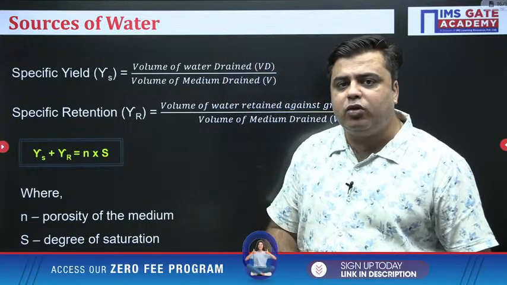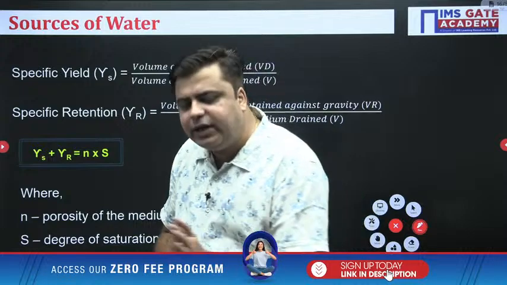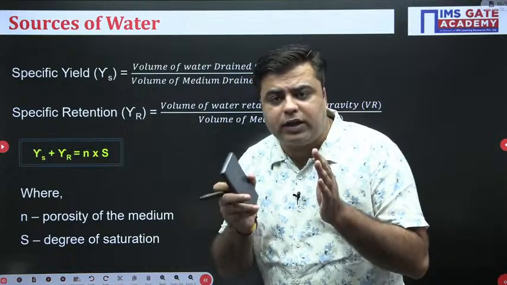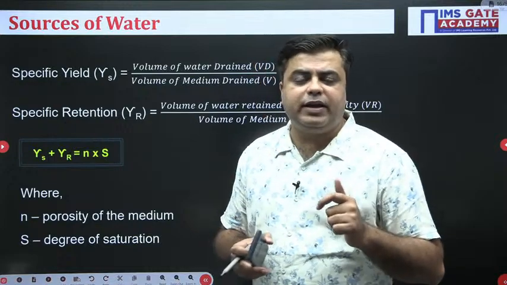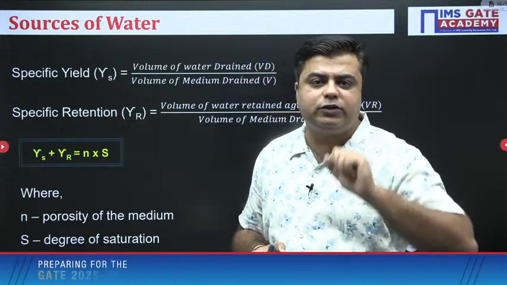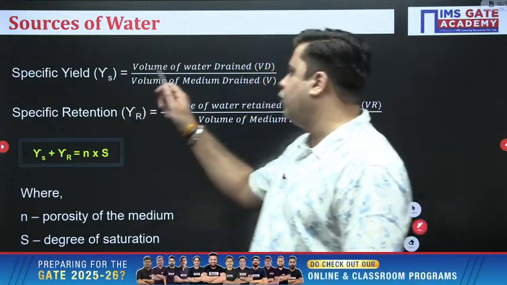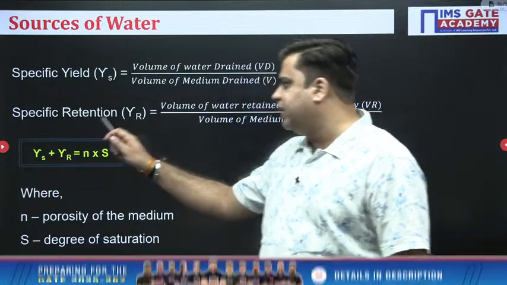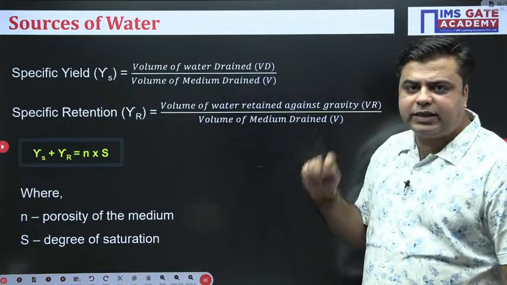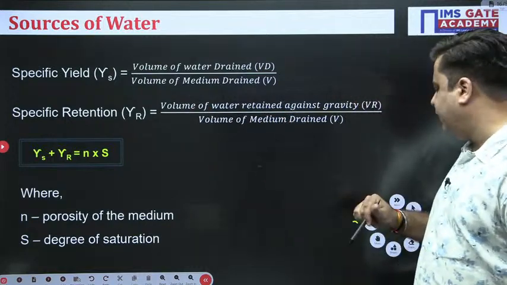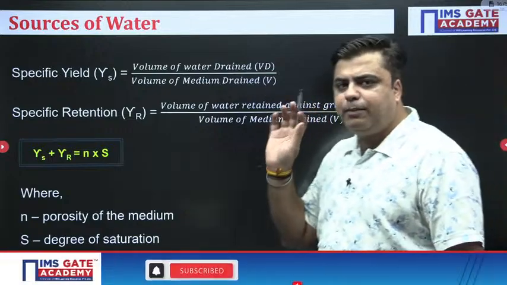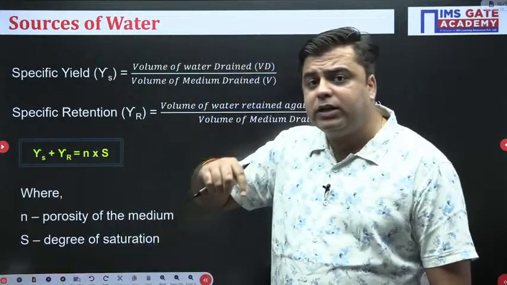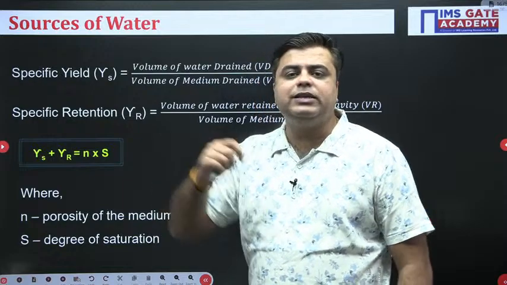Specific yield tells us about how much amount of water flows out under the action of gravity. And specific retention tells us about how much amount of water will be retained against the action of gravity, how much water will be adsorbed over the surface of the soil medium. So specific yield is the volume of water drained to the total volume of medium drained, whereas specific retention is the volume of water retained against the action of gravity divided by the volume of medium drained. So these two factors help us in deciding how much water will flow out under the action of gravity and how much will be retained against it.